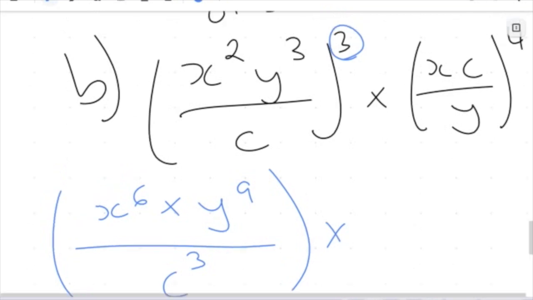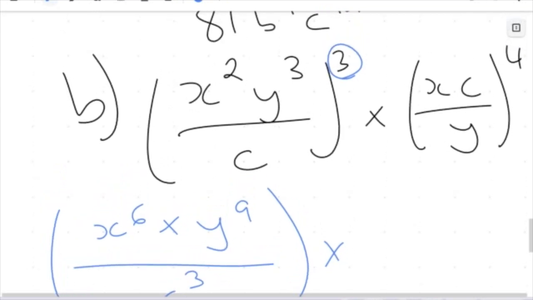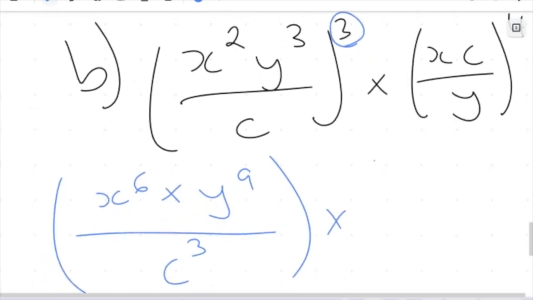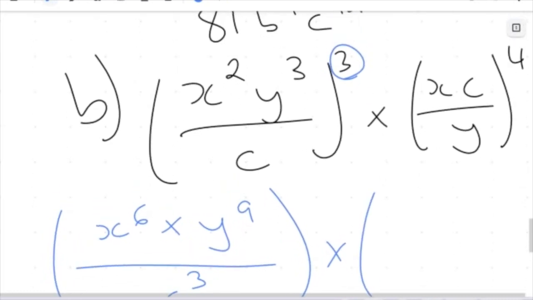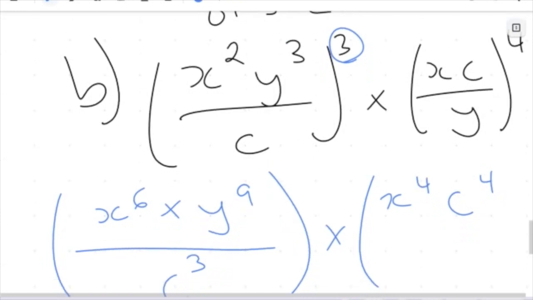And now we can work with the next bracket. So all of these terms here are going to get raised to the power of 4. So x to the power of 4 gives me x to the power of 4. I get also c to the power of 4 here. And I get y to the power of 4 here.